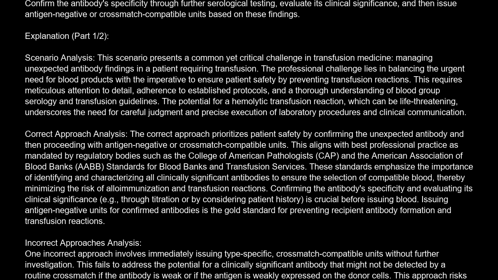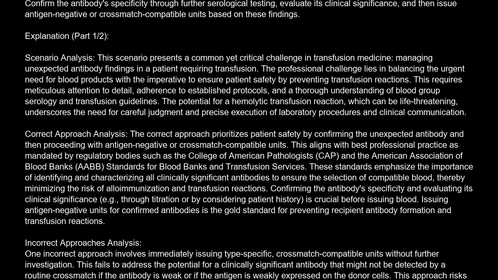Correct approach analysis. The correct approach prioritizes patient safety by confirming the unexpected antibody and then proceeding with antigen-negative or cross-match-compatible units. This aligns with best professional practice as mandated by regulatory bodies such as the College of American Pathologists, CAP, and the American Association of Blood Banks, AABB, standards for blood banks and transfusion services. These standards emphasize the importance of identifying and characterizing all clinically significant antibodies to ensure the selection of compatible blood, thereby minimizing the risk of alloimmunization and transfusion reactions.